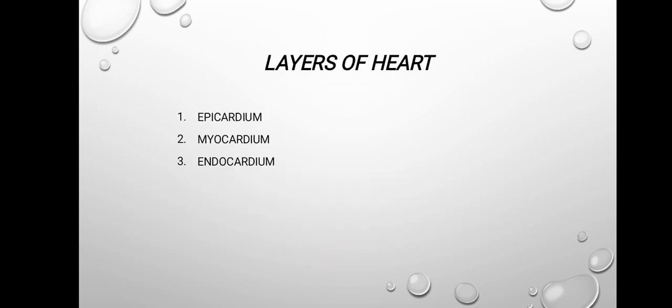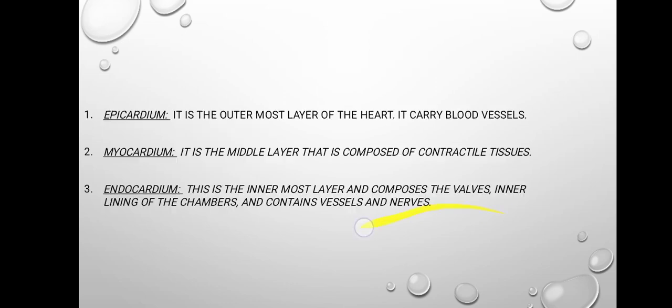Moving further, there are layers of the heart which are of three types. First one is the epicardium. The epicardium is the outermost layer of the heart which carries blood vessels. And the next one is the myocardium. It is the middle layer which is composed of contractile tissues which help in contraction and relaxation of the heart. And the last one is the endocardium. The endocardium is the innermost layer which involves walls, the inner lining of chambers, and contains vessels and nerves which are present inside the heart.